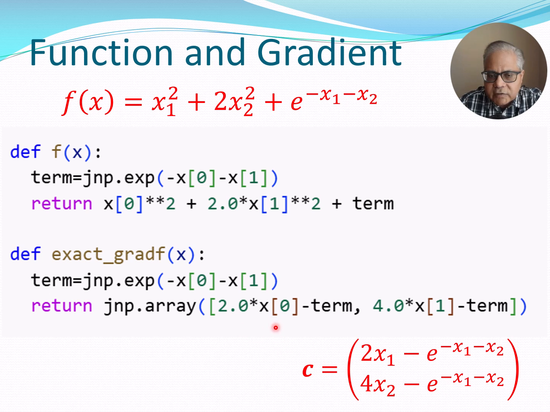So you have 2 x1 minus e to the power minus x1 minus x2, and I have 4 x2 minus e to the power minus x1 minus x2. Of course, remember Python uses x0 and x1, and math uses x1 and x2. So that's the mental change you have to always keep making between math and Python.